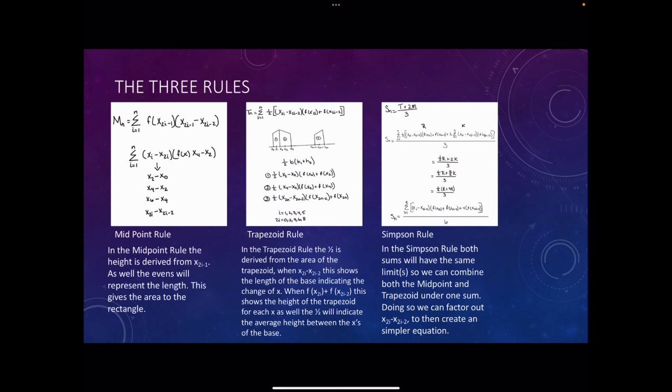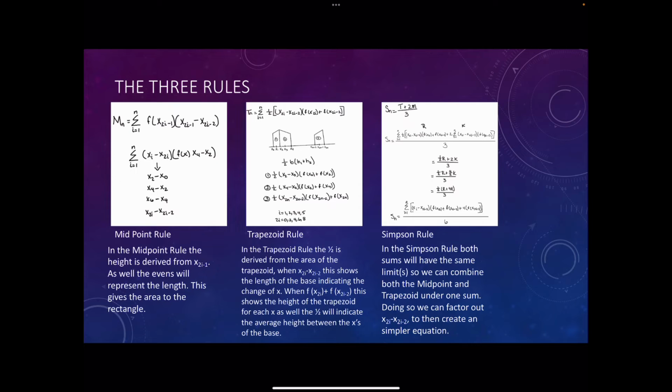Now we have three different rules we're learning here: the midpoint, trapezoid, and Simpson's rule. In the midpoint rule, the height is derived from when x is 2i minus 1, and the evens would then represent the length.